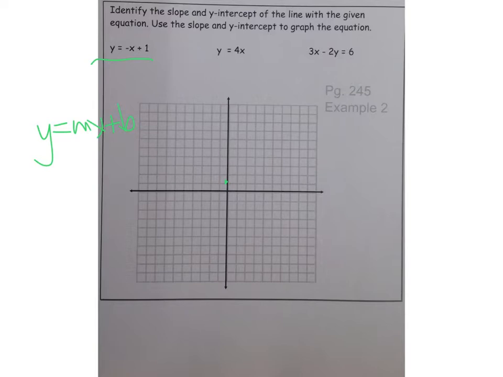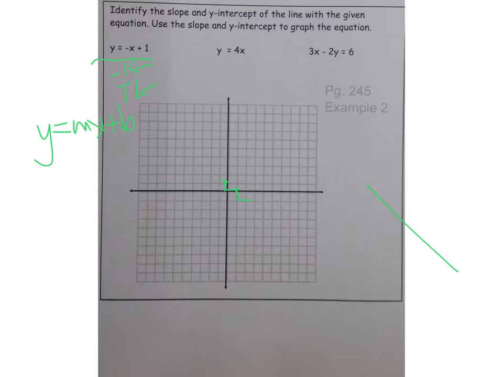The next part is I'm going to figure out what the slope is. And the slope here, remember, it says just a negative in front of the x. That means we could write it as negative 1. If we write it as a fraction, it would be negative 1 over 1. And what that means is it is a negative slope, so it's going to go downhill. It means every time you go 1 to the right, it's going to go down 1.